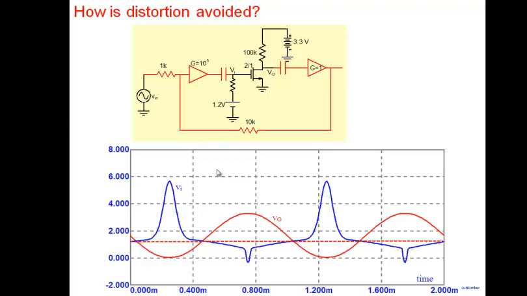So what my negative feedback is doing is distorting VI itself. Look at what VI is. VI is heavily distorted, such that as it goes through the amplifier, it gets distorted in the opposite manner and what comes out is a perfect sinusoid. That's what negative feedback is doing. It's distorting the sinusoid itself, the input to this amplifier.